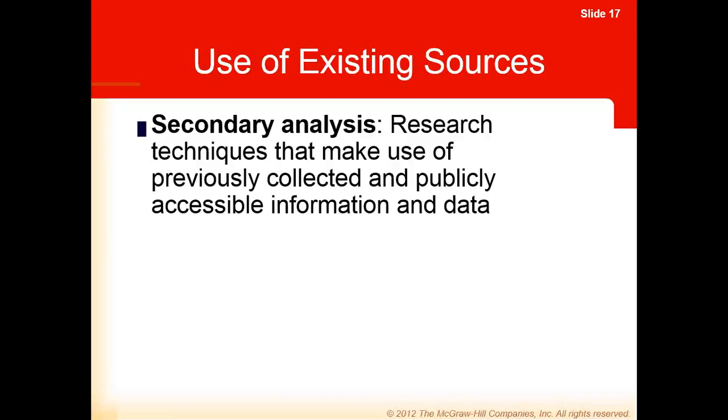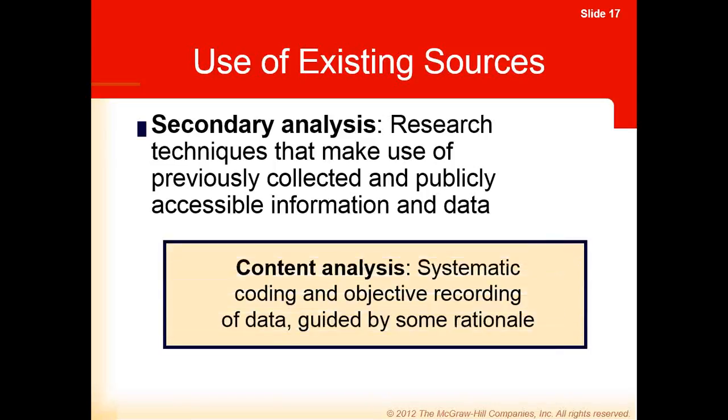Another method is use of existing sources, and there's a wide range of what can be called existing sources. But secondary analysis is a research technique that makes use of previously collected and publicly accessible information and data. This kind of data can include data gathered by other researchers. If you just get in touch with them and ask them to get hold of their data set, it could be from a university, like collected data for social research.